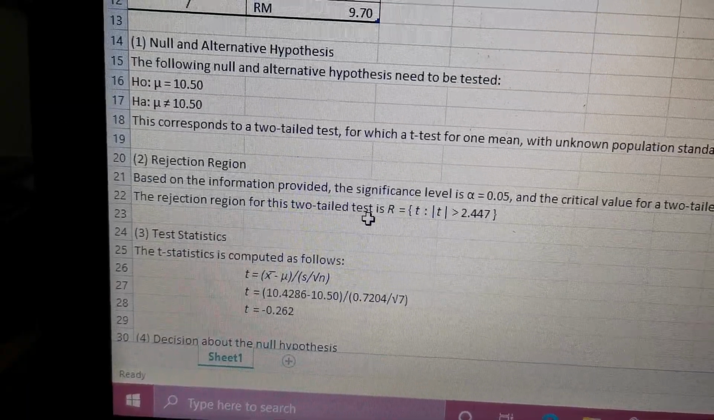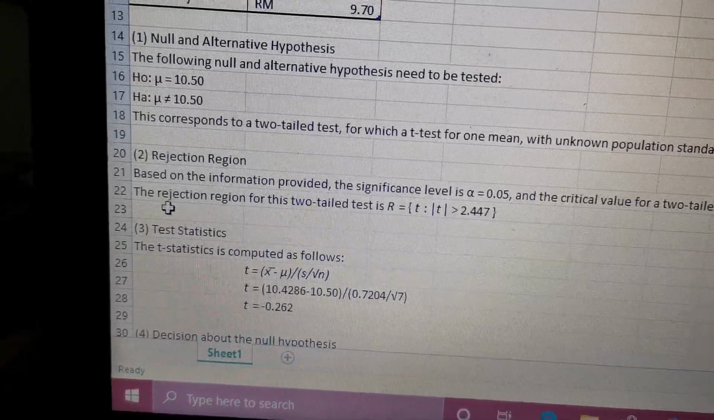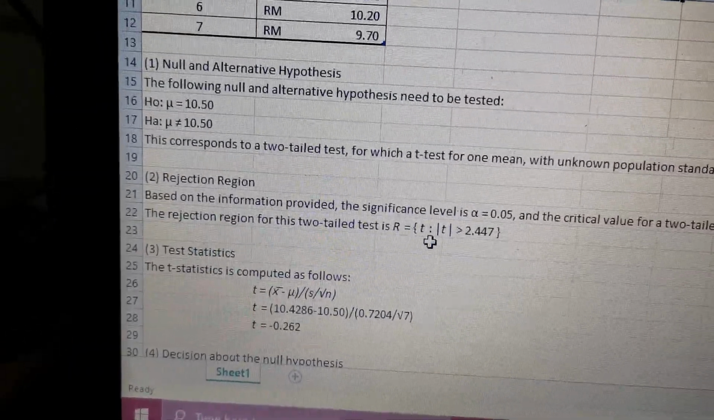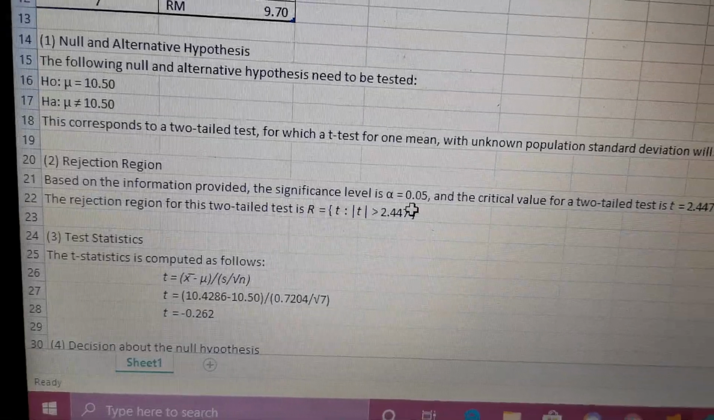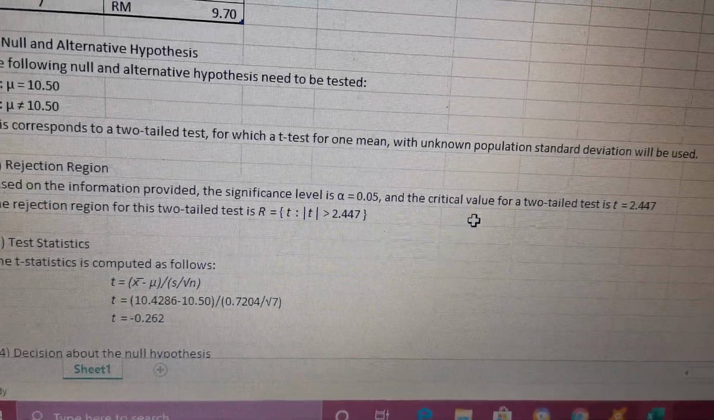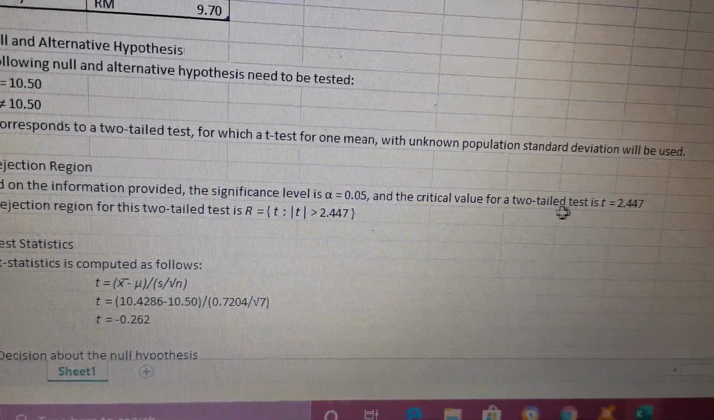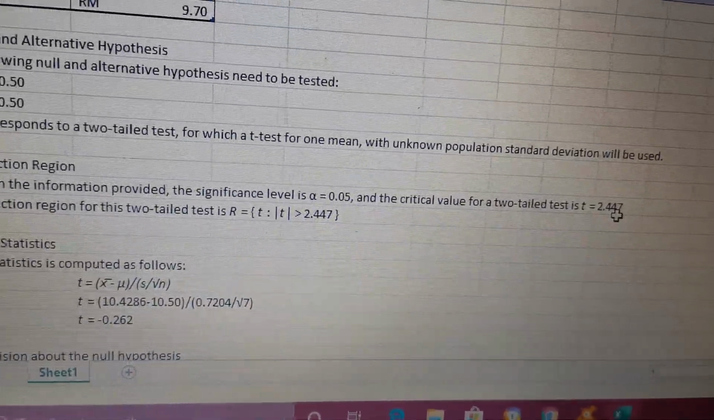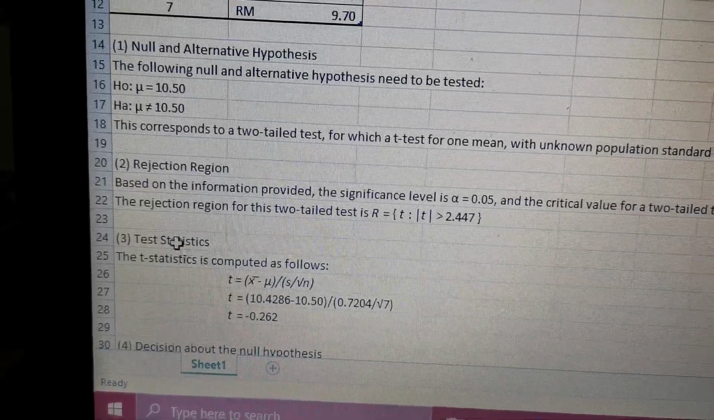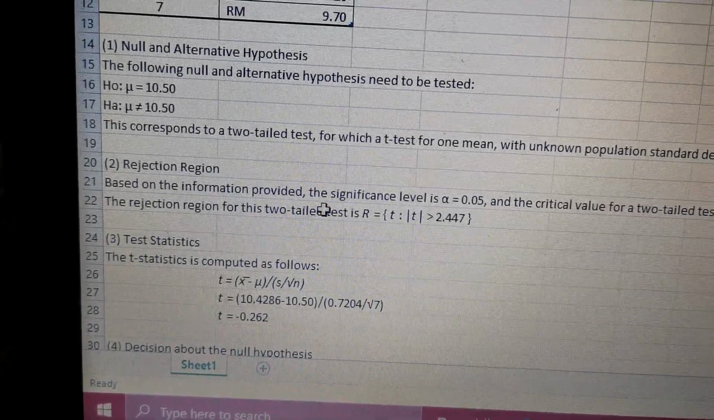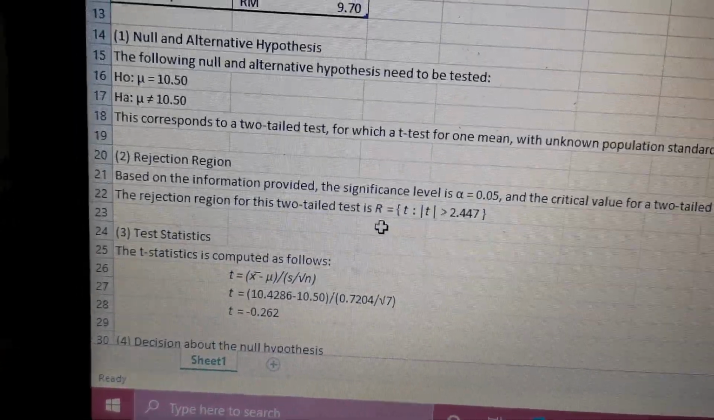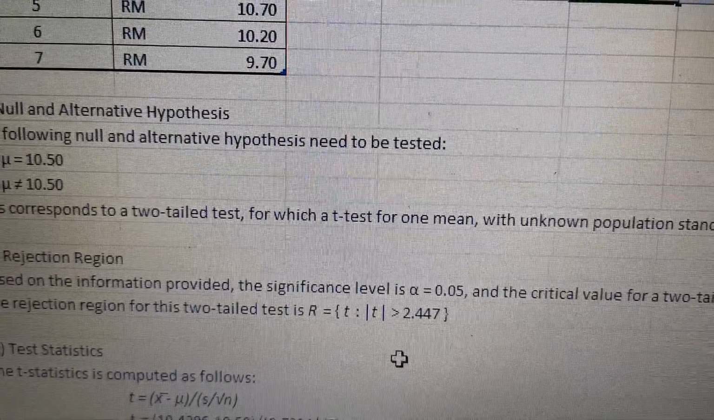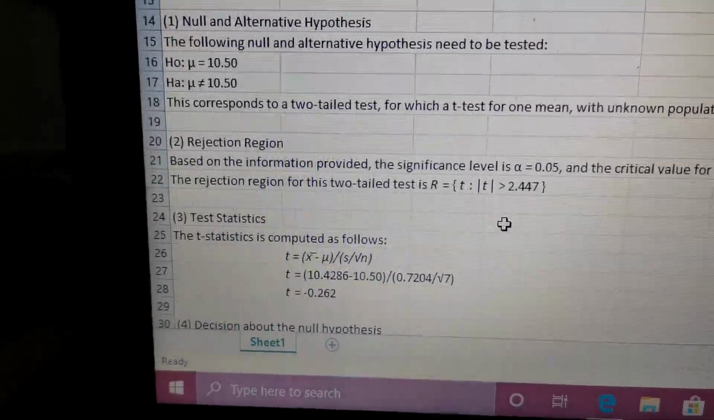Number 2, rejection region. Based on the information provided, the significance level is equal to 0.05 and the critical value for a two-tailed test is t equal to 2.447. The rejection region for this two-tailed test is R equal to t greater than 2.447.